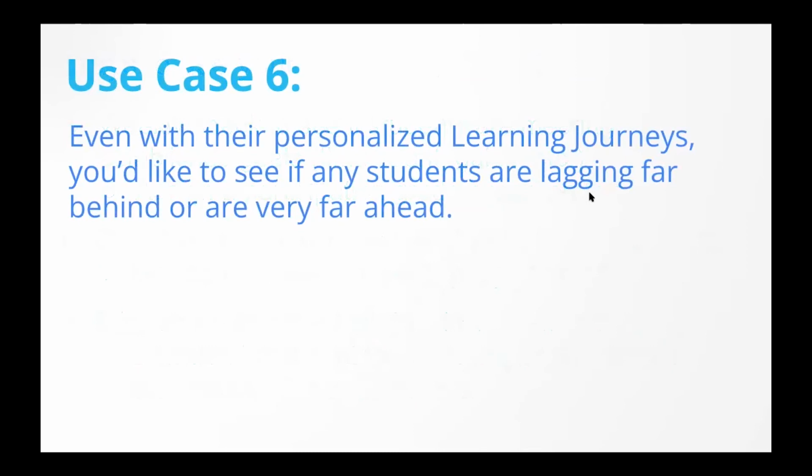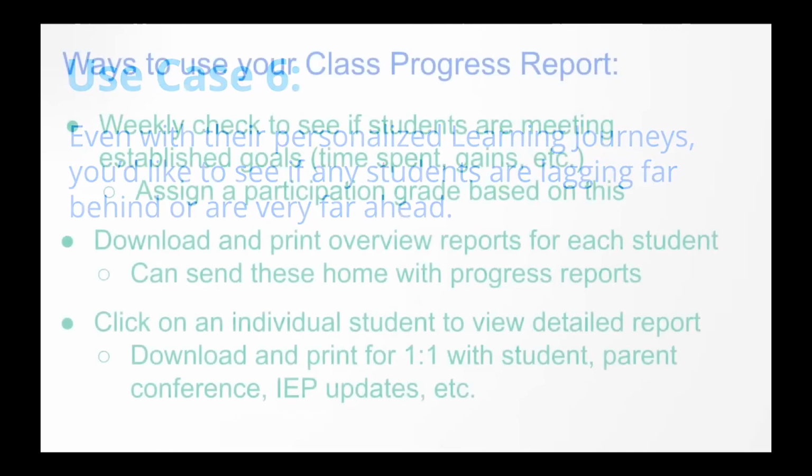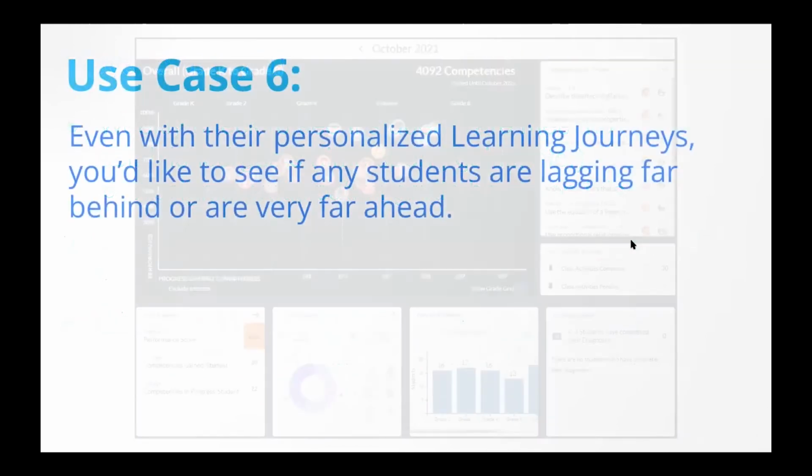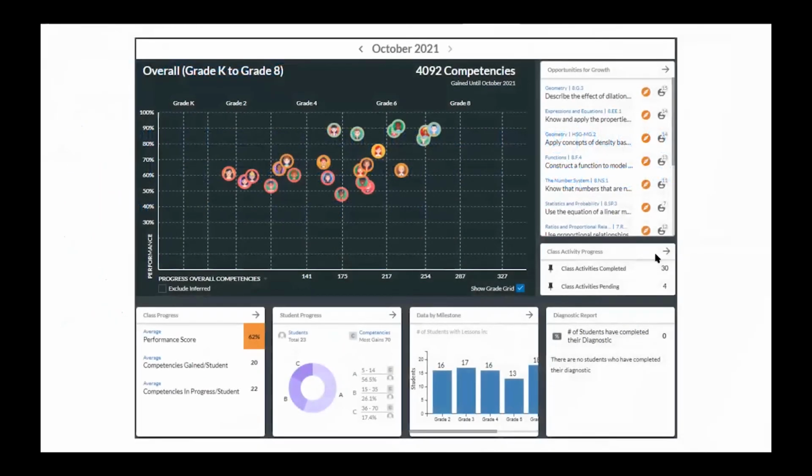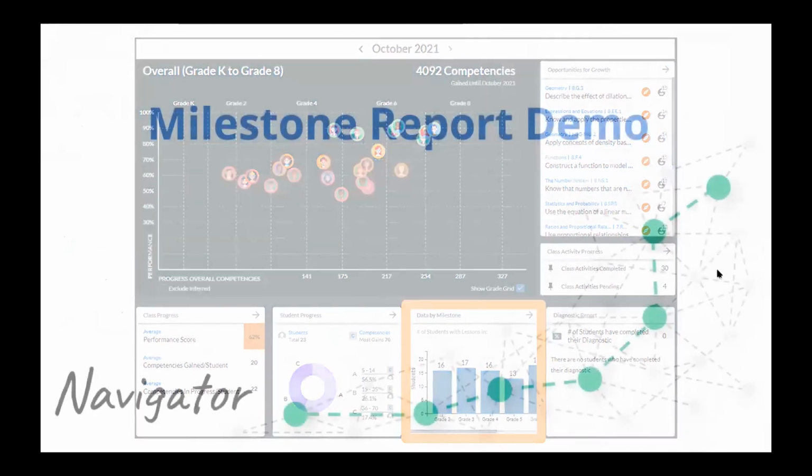All right, so use case 6. Even with their personalized learning journeys, you'd like to see if any students are lagging far behind or very far ahead. So you want to identify some outliers. All right, so in order to do this, we're going to, once again, be on the performance overview page, and we're going to be accessing the data by milestone report this time. And I will let Hannah take it away.